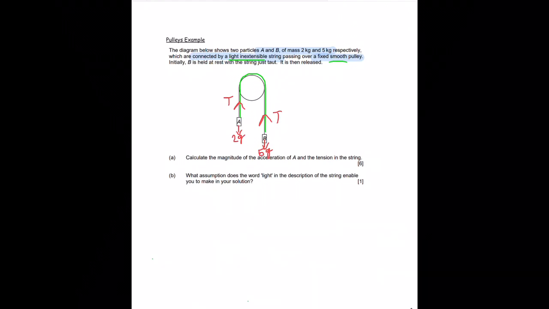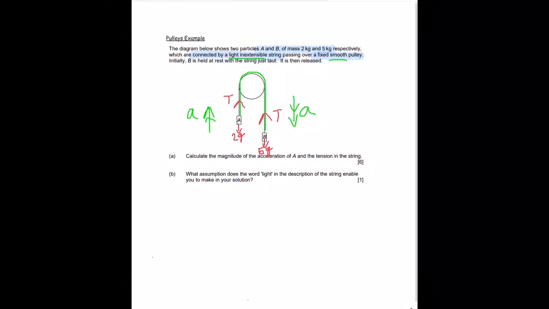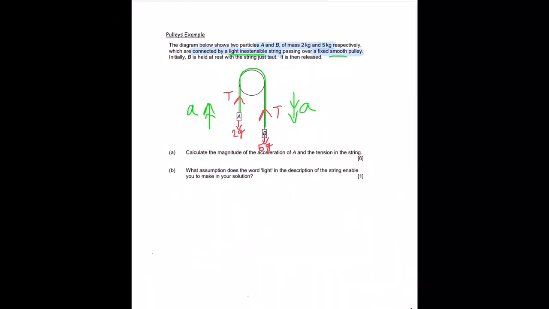Then if we think about our acceleration, it's going to go down over this side: B is going to go down, and A is probably going to shoot up. It's going to accelerate upwards over there. And now all I've got is two scenarios for Newton's second law, and we can have a look at what we need to do.